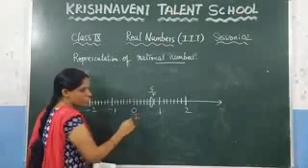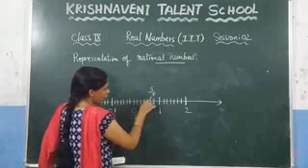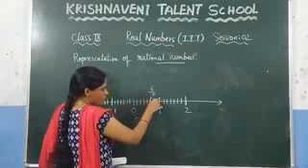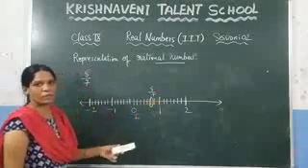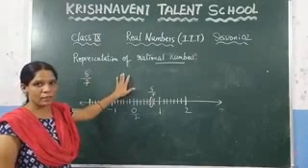This one you can write as 0/7. After that, you will get 1/7, 2/7, 3/7, 4/7, 5/7, 6/7, 7/7. This is nothing but 1. Like that, you can represent rational numbers on a number line.